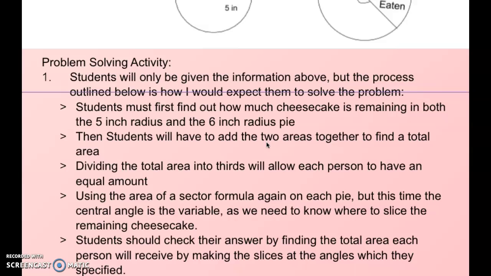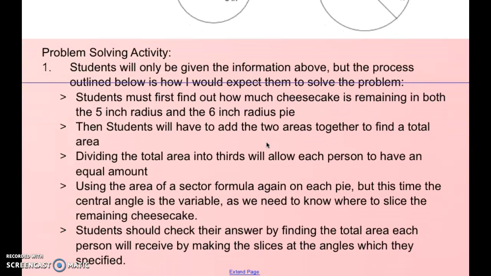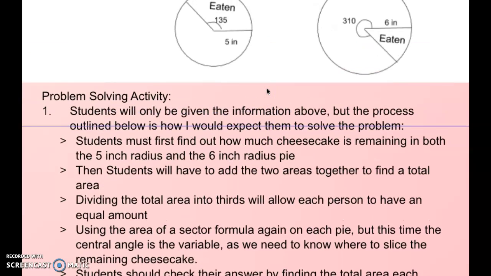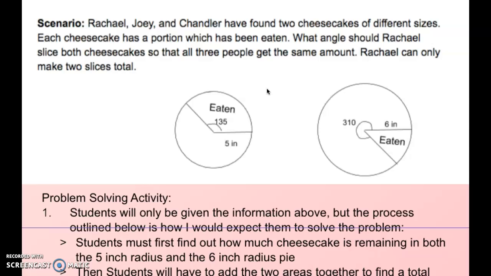And so that is the process that I would expect them to go through in solving this problem. I believe the place in which they would get stuck is after finding the total area. They probably won't really know where to go from there. They may know to divide everything by 3, but then trying to figure out, well, how am I going to figure out where am I going to cut this? And so I think that would be the place where it would trip up a lot of them.